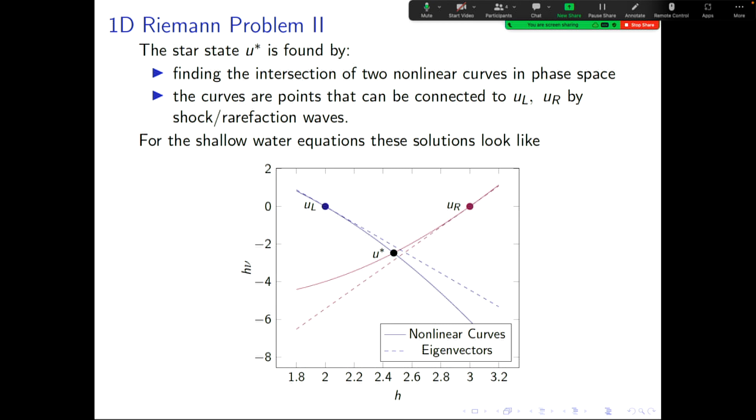And the star state, as I said, is found by finding the intersection of two nonlinear curves in phase space, which are given by looking at your PDE and figuring out what the rarefaction waves and shock waves are, and how you connect them together. And for the shallow water equations, this would be an example of what it ends up looking like.